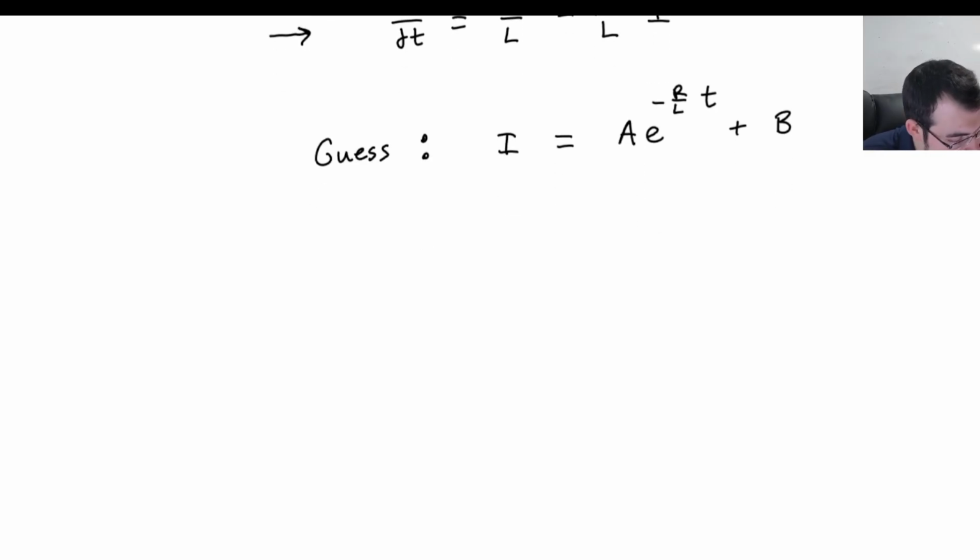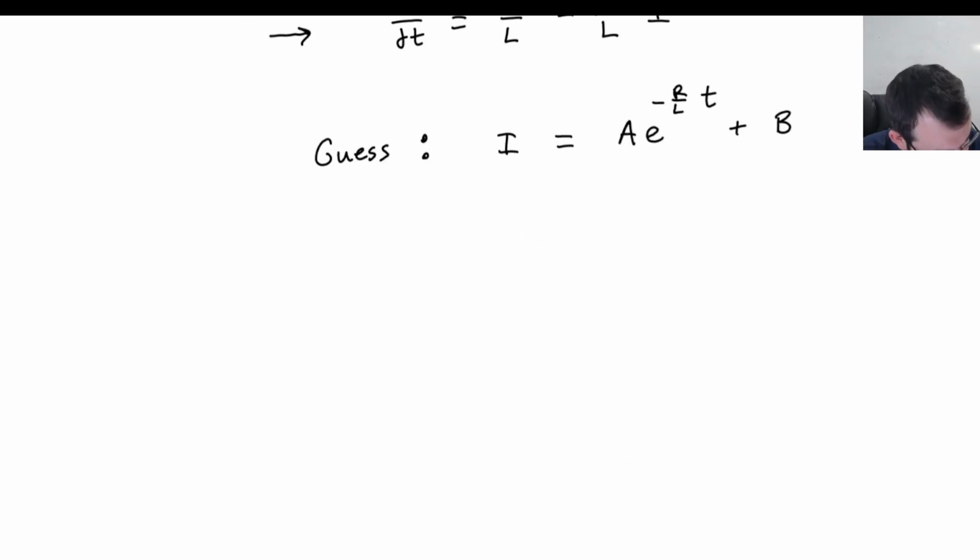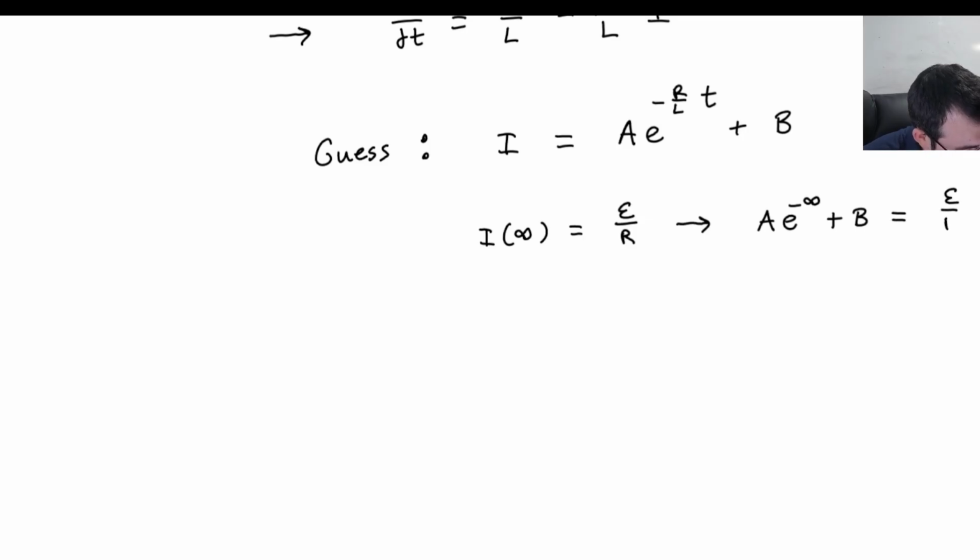And now we do our conditions. What do we know about this circuit? We know that after a long, long time, the inductor is going to be happy. The inductor stopped fighting the current. So I at infinity is going to be the steady state value of EMF over R. That means A e to the negative infinity plus B is equal to epsilon over R. E to the negative infinity is 0, so this tells us that the constant B is epsilon over R.